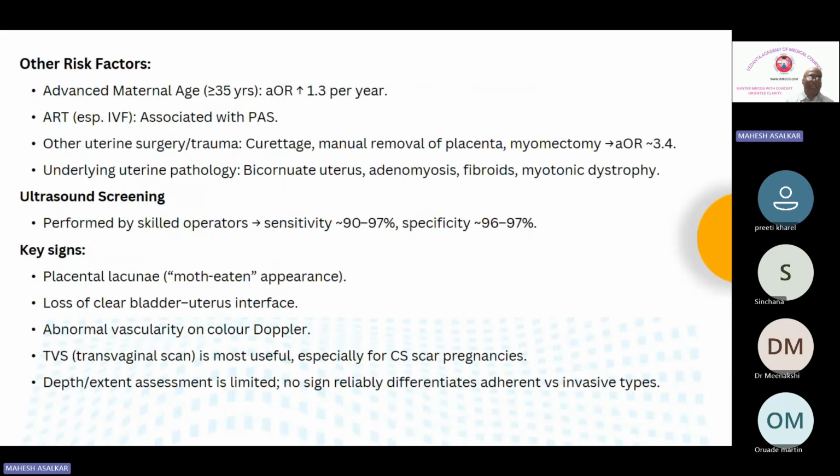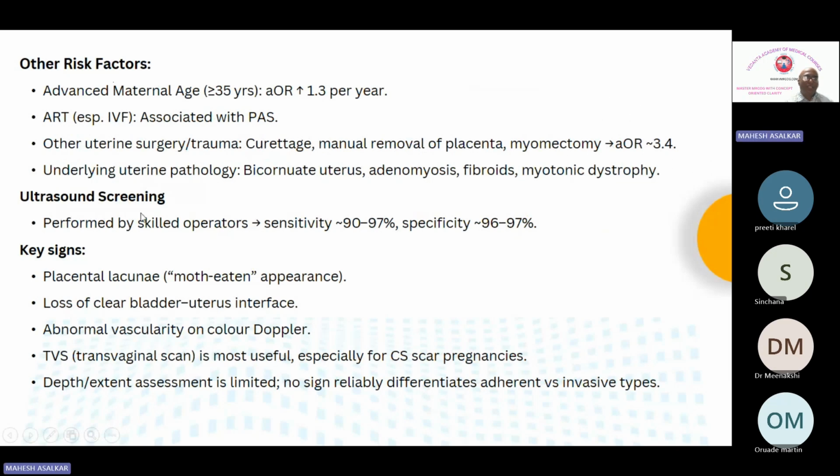Then other risk factors: advanced maternal age, adjusted odds ratio. AOR is adjusted odds ratio. It increases by 1.3 per year. Okay. ART also increases the incidence of placenta accreta spectrum. Okay. And for other uterine surgery like curettage or manual removal of placenta, the adjusted odds ratio is around 3.4.